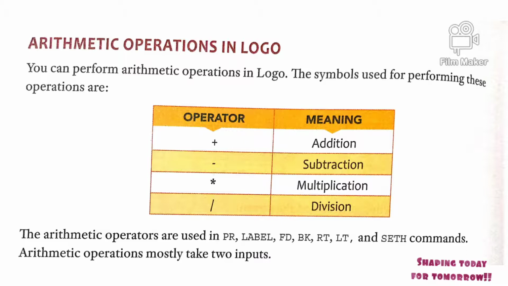The arithmetic operations are used with PR, print, label, FD, that is forward, BK, that is backward, RT, right, LT, left, and SETH, that is set heading. Arithmetic operations mostly take two inputs. There are a few examples given here. So let's go through the first example.